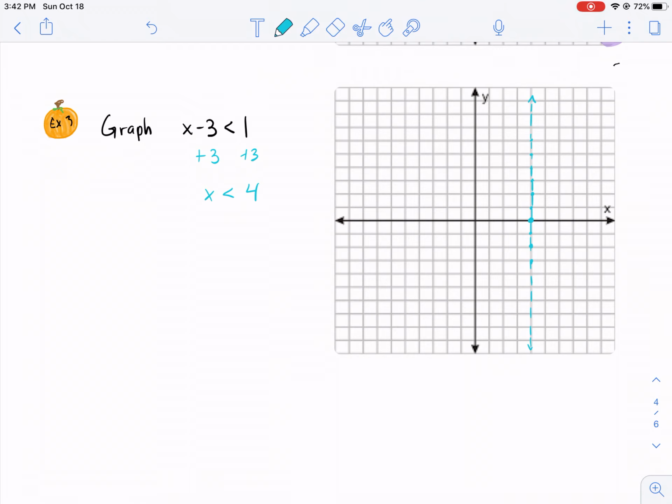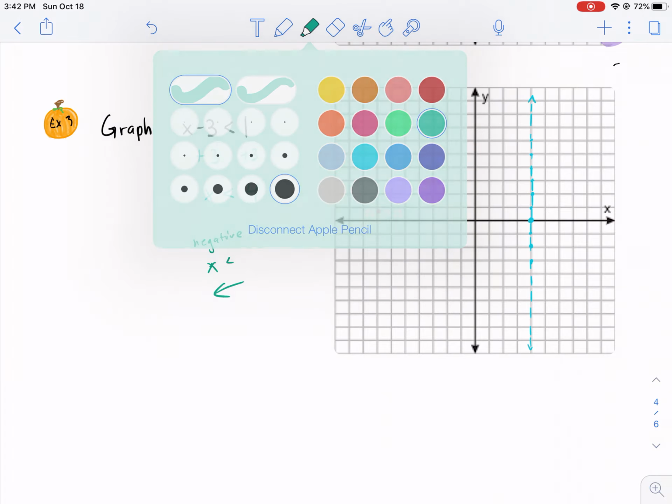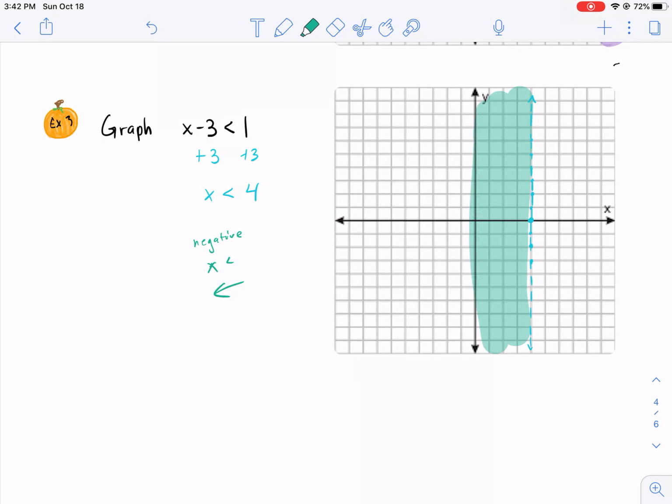Now we have to decide, is it above or below the line? Well, there's no above or below because it's a vertical line. Because it's x is less than, this is kind of a special case. We wouldn't shade above if it was y is less than; we would shade below, kind of like in the negative direction. What would be the negative direction for x is less than? It would be to the left. So we're going to shade to the left of this line. Everywhere x is less than 4 is to the left of 4, and there's our solution.